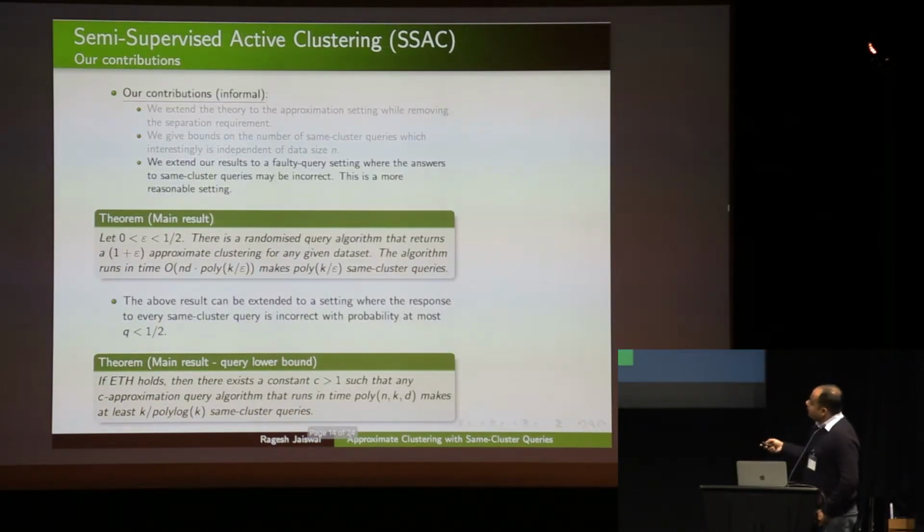Okay, and we also extend this to the faulty query setting. The faulty query setting that we are looking at is actually a little bit restrictive, but it's a starting point, right? So the faulty query setting that we are looking at is the following. Our results can be extended to a setting where the response to every same cluster query is incorrect with probability at most q, which is less than half.